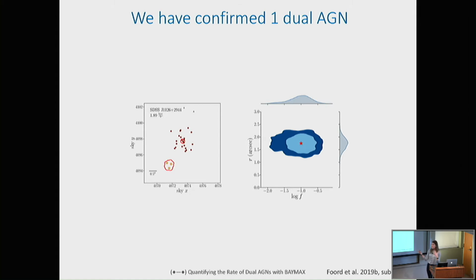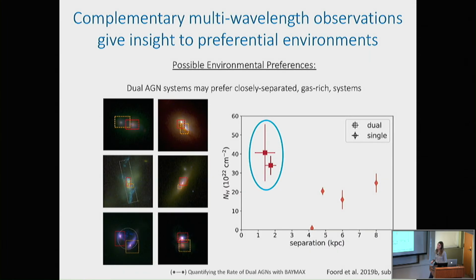So in addition to the X-ray analysis, you can use complementary multi-wavelength observations to try to learn more about the environments and characteristics of any dual AGN that you find. So starting with our sample of 12 systems, 6 were visually identified as merging in the optical data. And of this subset of 6 systems, it included the 2 that had a primary and secondary that met our AGN luminosity criterion. And those 2 data points are circled in blue here.